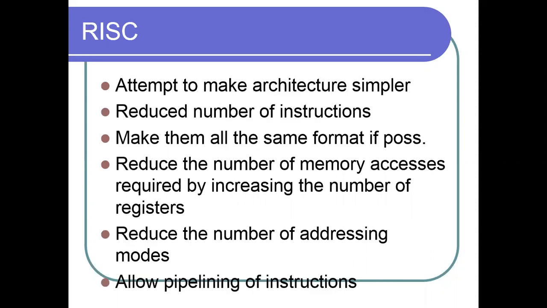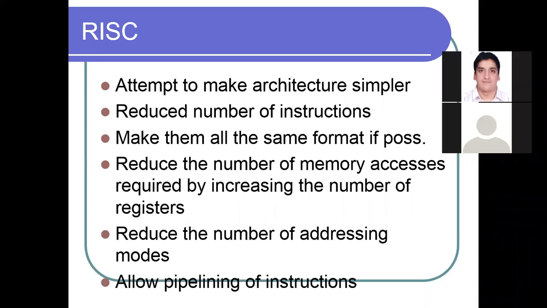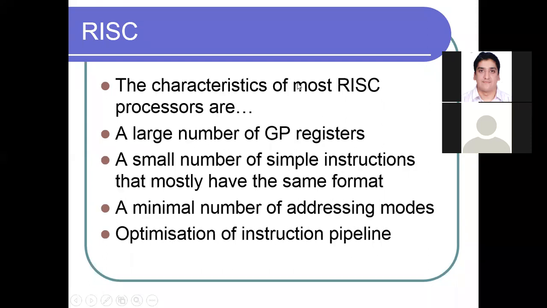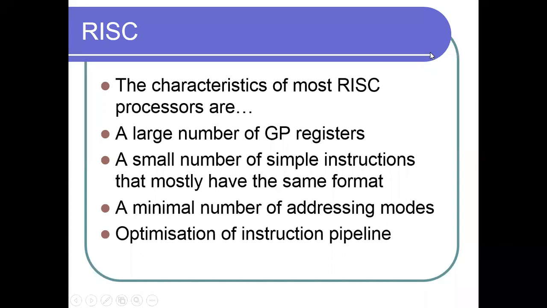So what were the problems with the complex instruction set? There were a number of problems. Complexity was more, designing and building was difficult, and the length of the instruction was variable. It was not the same. We also require a large number of addressing modes. So in the RISC, what will happen? The characteristics of this RISC are as follows.